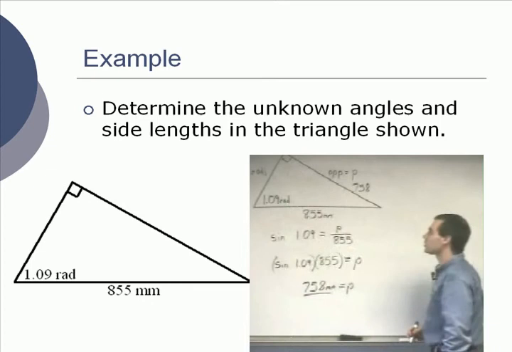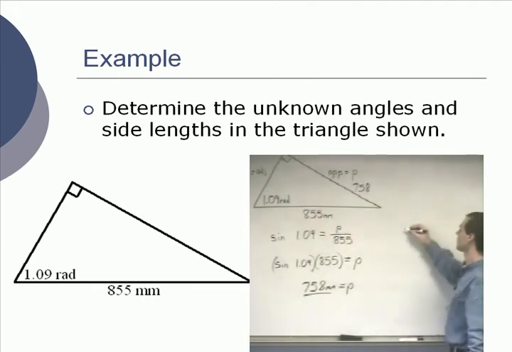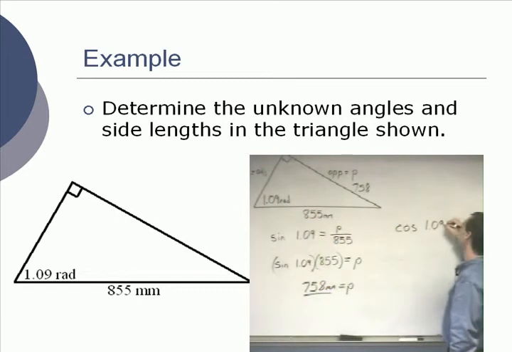The adjacent side, which trig function are we going to use here? Cosine of 1.09 radians has got to equal the adjacent side over the hypotenuse.